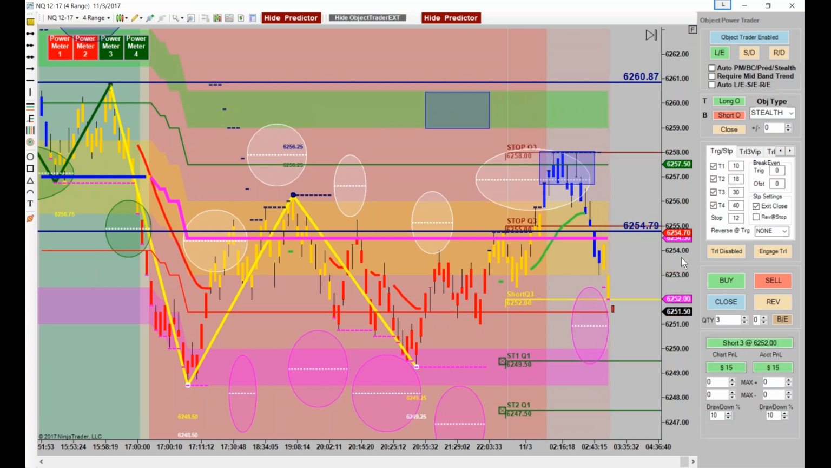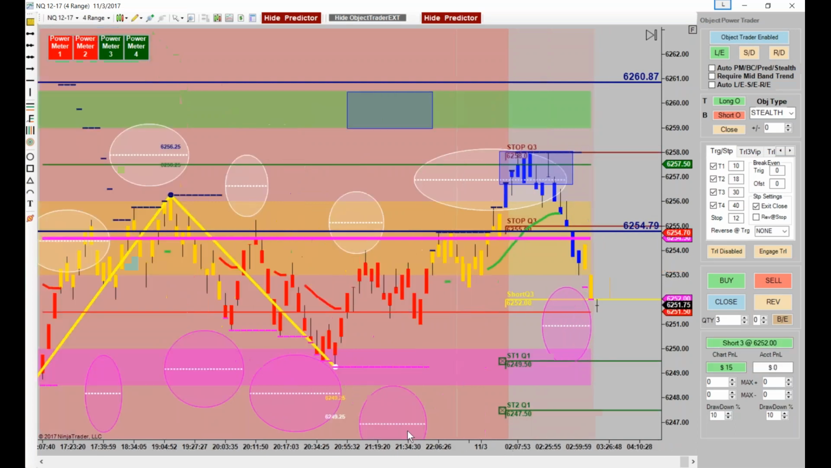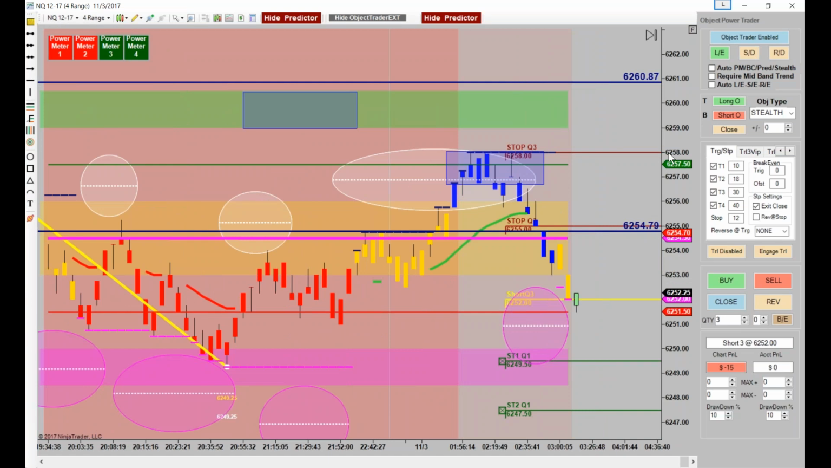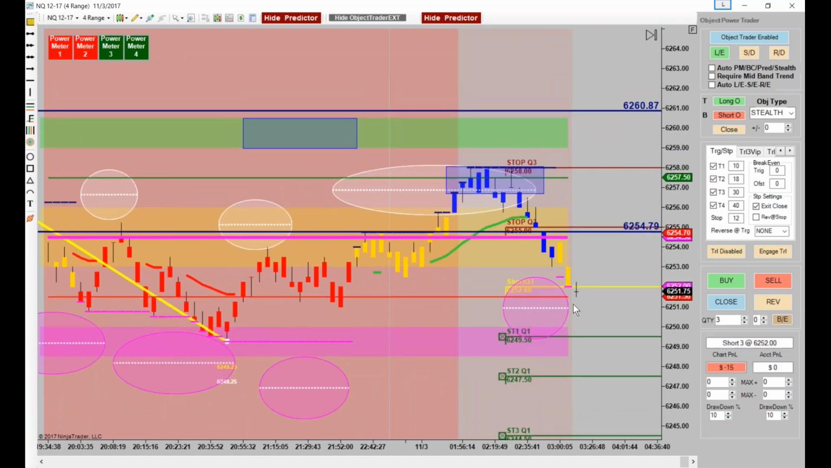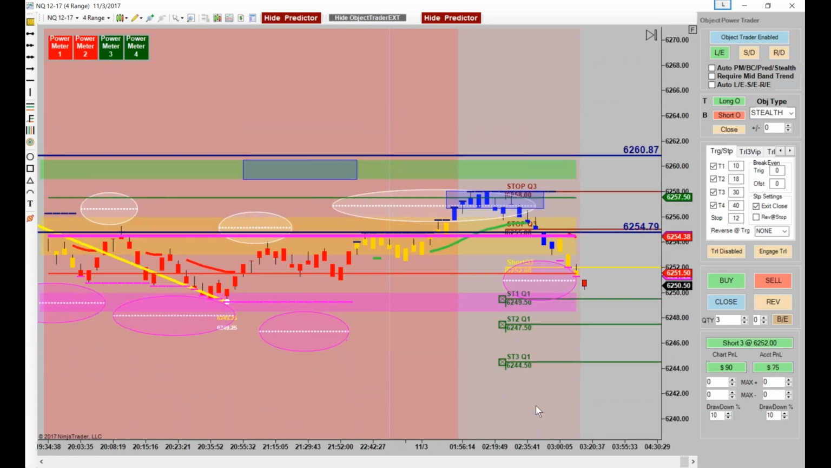Okay, there's your stealth, it just kicked in. See, it doesn't even show up yet, but our algorithms caught it. Okay, and it'll show up on this bar. You'll see a red stealth show up, right? See it right there? That's your stealth.